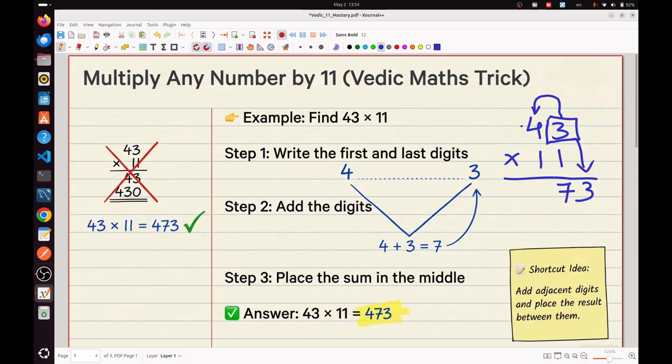The last step: the number we have at the first place, we need to keep in the first place. So 473 is the answer. This is how we can calculate the multiplication of any number by 11 much faster.